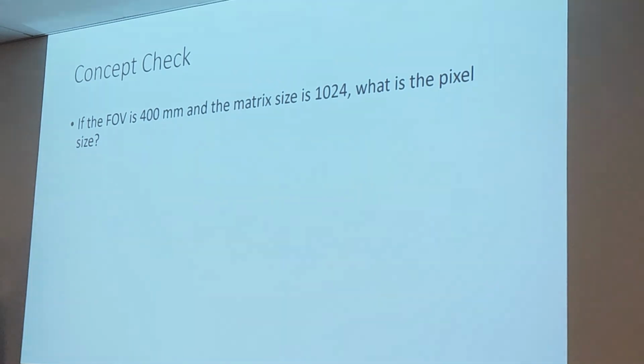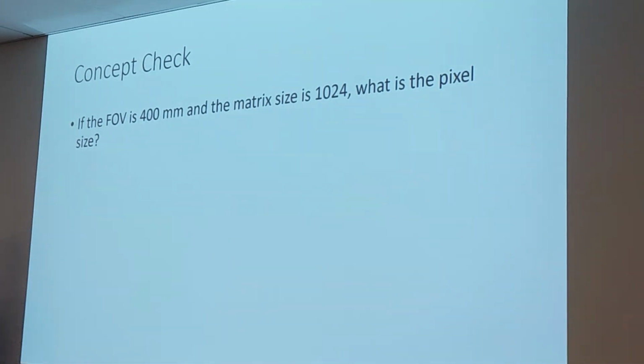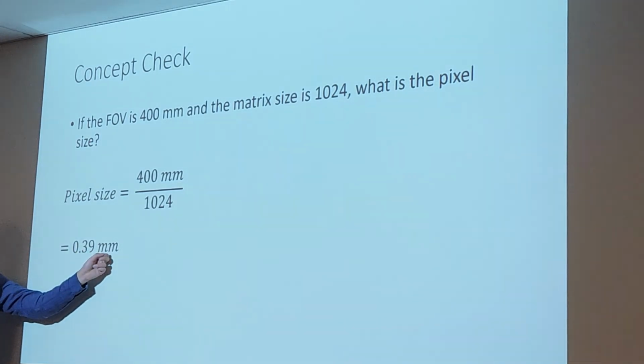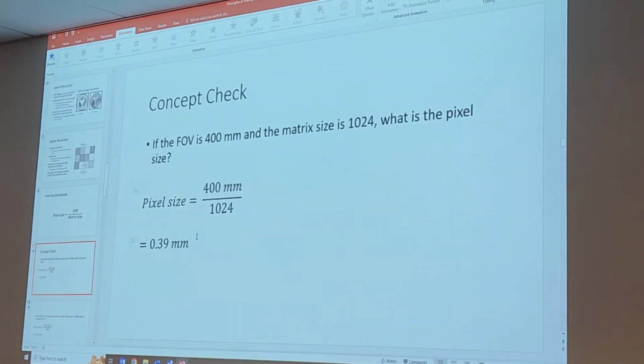How do you set this up? 400 over 1024, right? Just like that. Shaheen, what did you get? 0.3907. 0.39, right? So we could say 0.39 millimeters, or you can say 390 micrometers, 390 microns. In fact, let me just go ahead and throw that in right now.